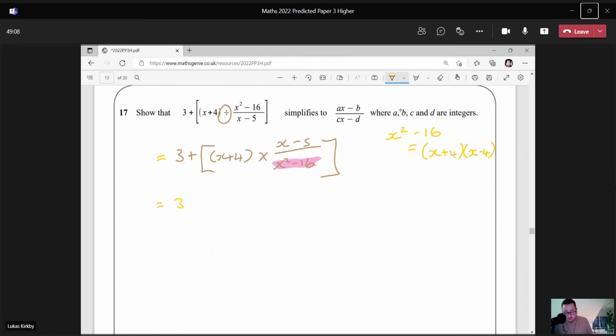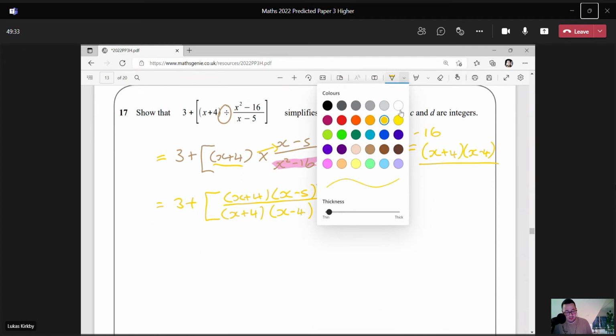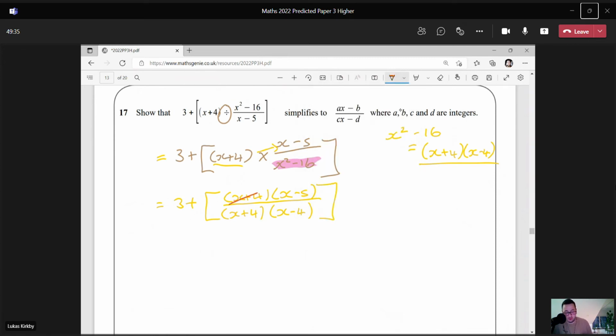So let's just write the next step then. So this is 3 plus, now this x plus 4 here, I'm going to bring it up onto the fraction and times it with that. So we're going to have x plus 4 times x minus 5 divided by this thing here, x plus 4 times x minus 4, like that. Okay, and now I'm noticing that the top and the bottom have a common factor of x plus 4, so they're going to cancel each other out. So we're going to be left with 3 plus x minus 5 over x minus 4.